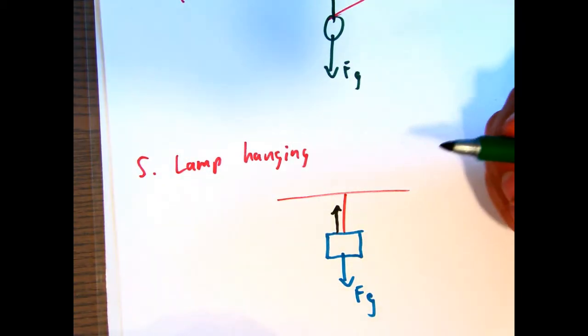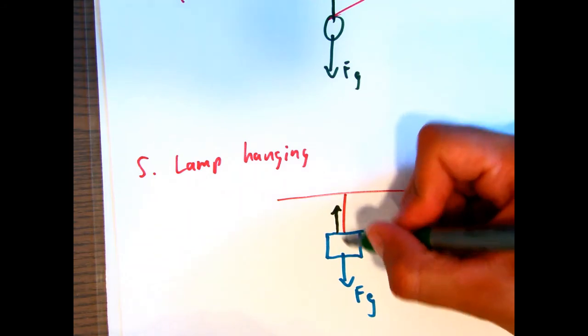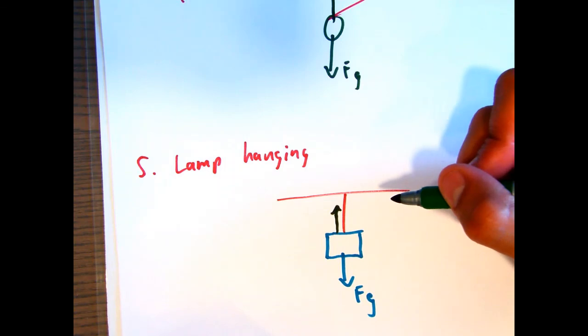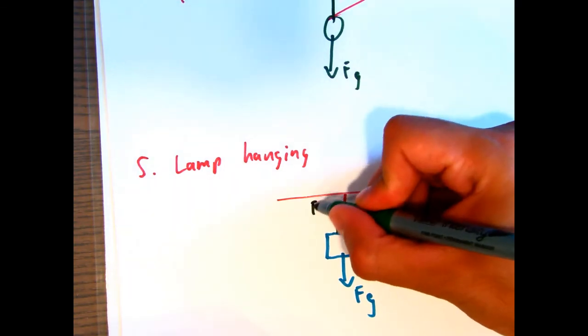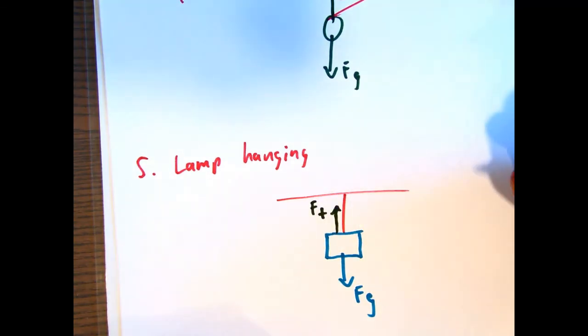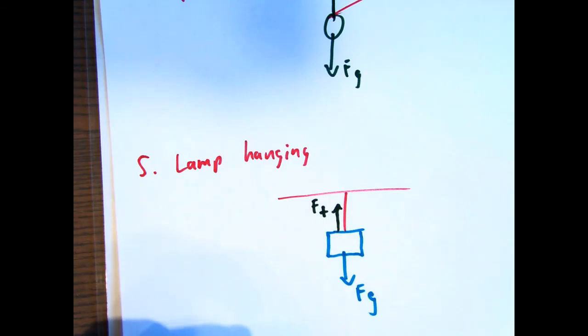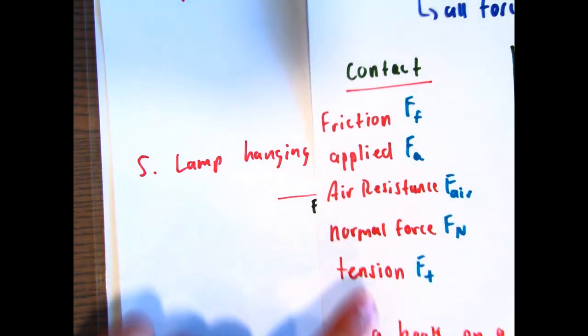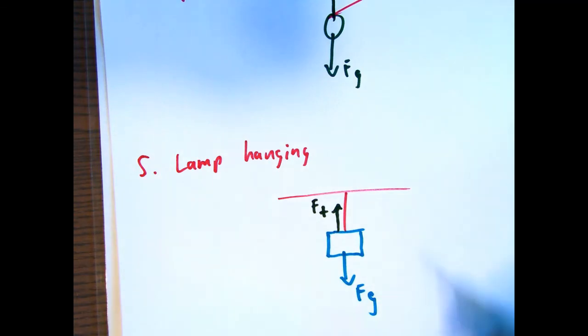But what is that force? Well, what's holding this lamp up is the string. So what's the type of force that's in a string? It's the force of T, force of tension. Okay, remember, tension is the force that's within a rope. And that would be all, really.